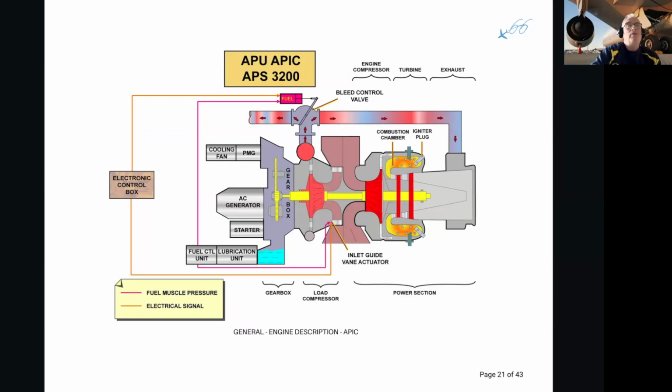And those are the two main differences of the two APUs. The other one was the Garrett. This one is the APIC APU.